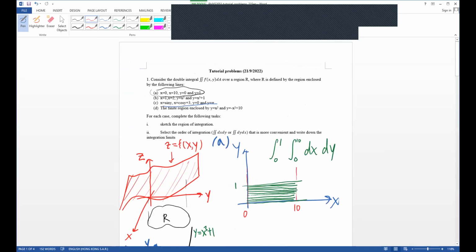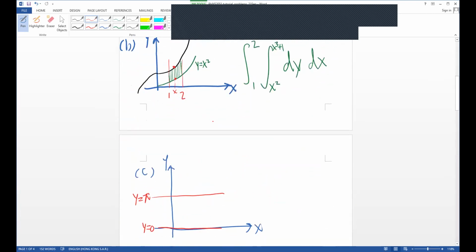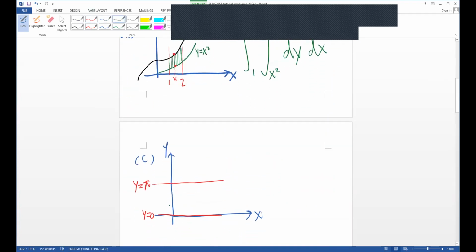And the 2 functions that I need to consider are x equals sine y and x equals cosine y plus 3. Well, you know y equals sine x, right? It looks like a wave like this. So if I have x equals sine y, then you just basically flip that. So now x equals sine y is something like this.